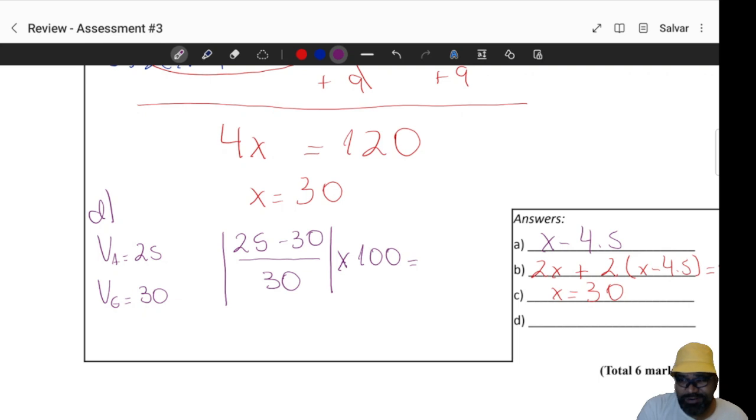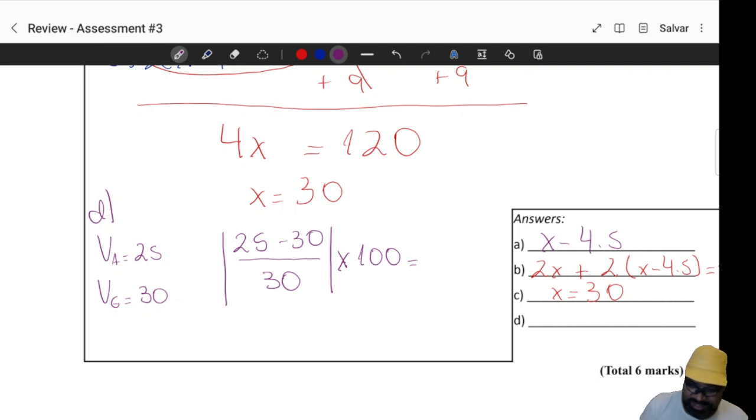Solving this in the calculator, remember 25 minus 30 in parentheses. After this, you divide by 30. To make it simpler in the calculator, just put 25 minus 30, which is negative 5. As I told you, ignore the negative sign, so just 5. 5 divided by 30 times 100. Great, that's it.